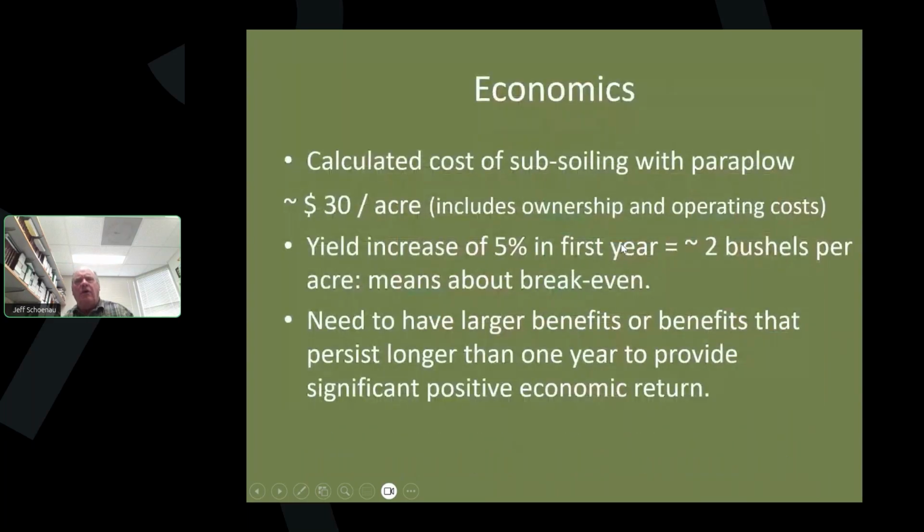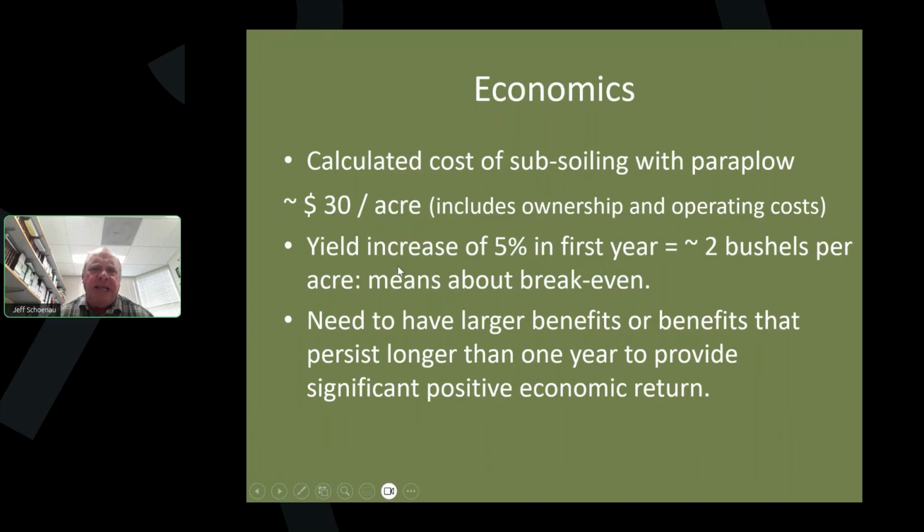So when we put some economics to this and calculated that, first off, the cost of the subsoiling with the paraplow, and these are 2012 costs that we're applying here. So $30 per acre, that included the ownership and the operating costs. Certainly that's going to be more than that about 12 years later today. But $30 an acre is what it worked out to then.